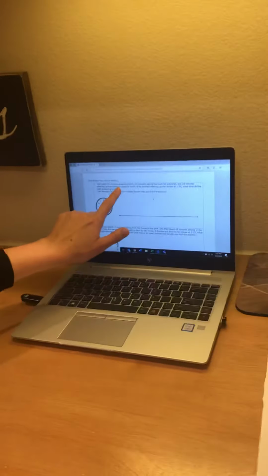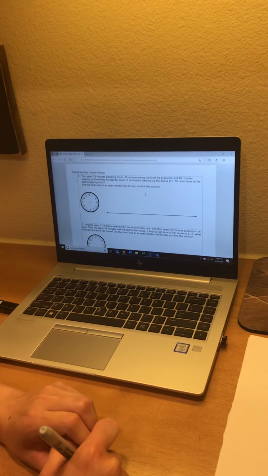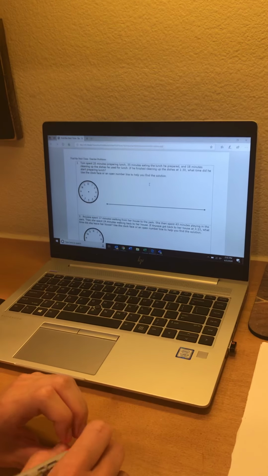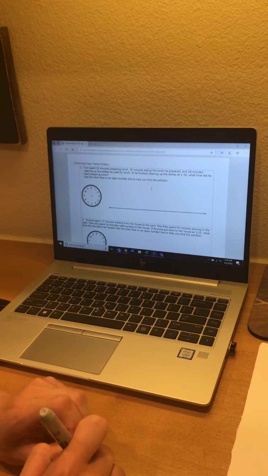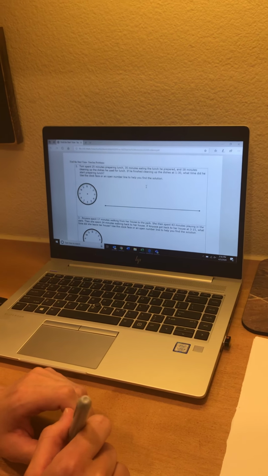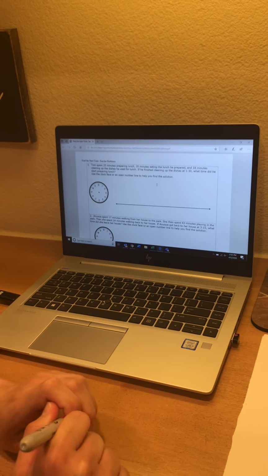So let's get started with the teacher problems for finding the start time. Okay, so number one, Tom spent 25 minutes preparing lunch, 35 minutes eating the lunch he prepared, and 18 minutes cleaning up the dishes he used for lunch. If he finished cleaning up the dishes at 1:30, what time did he start preparing lunch?